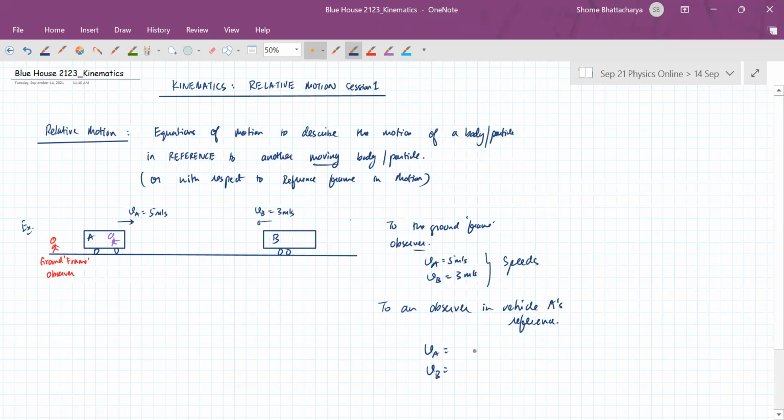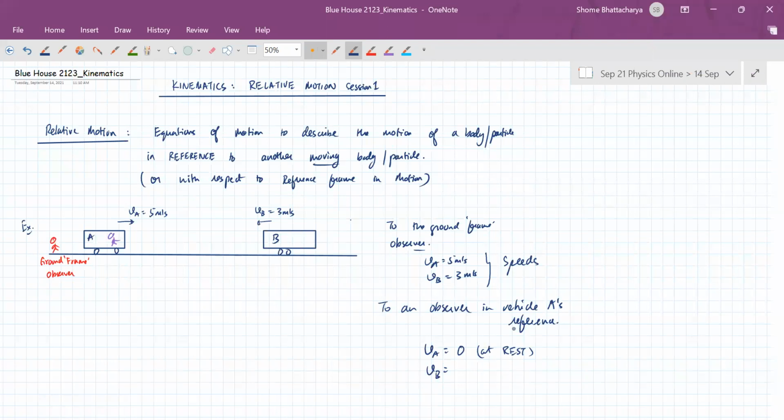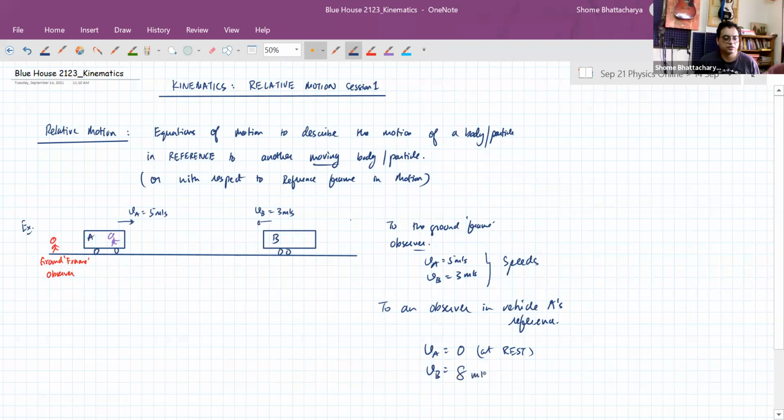Sir, the observer at A will observe that A is at rest, right? The observer inside A observes that A is at rest, okay? Because he's inside that vehicle. So to him, it will look like his vehicle is at rest. But what about the speed of B? How much will that appear to be? 8 meters. Yes, that's correct. It will appear to be 8 meters per second.